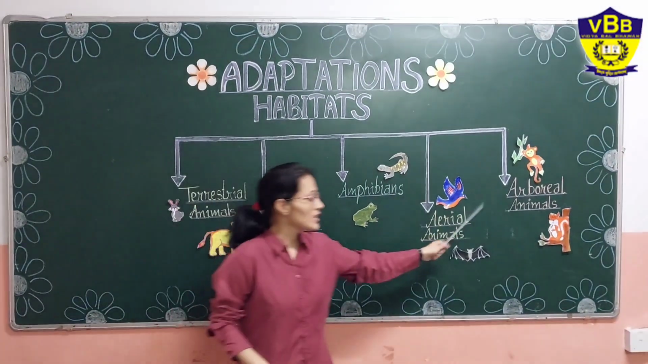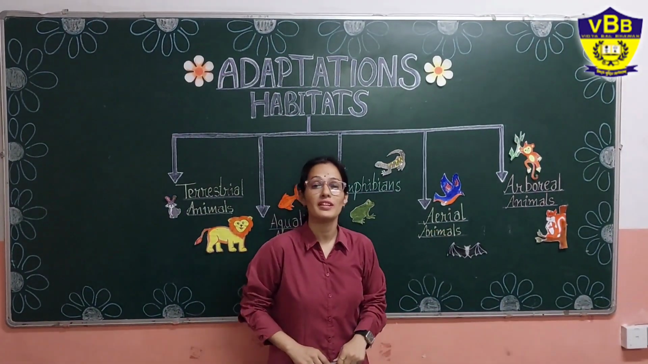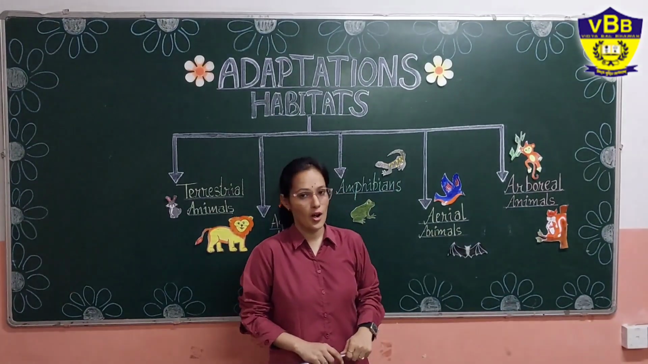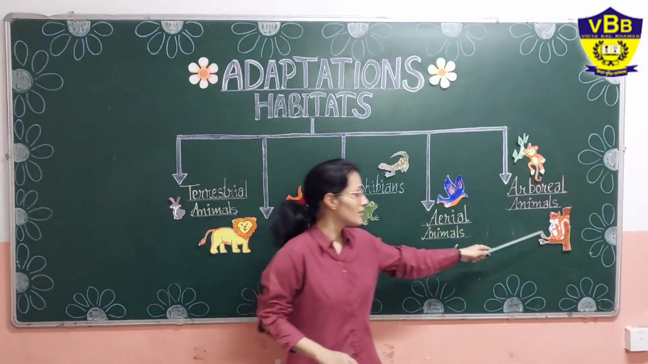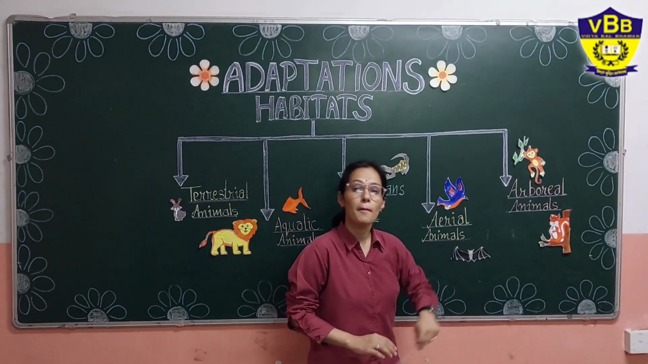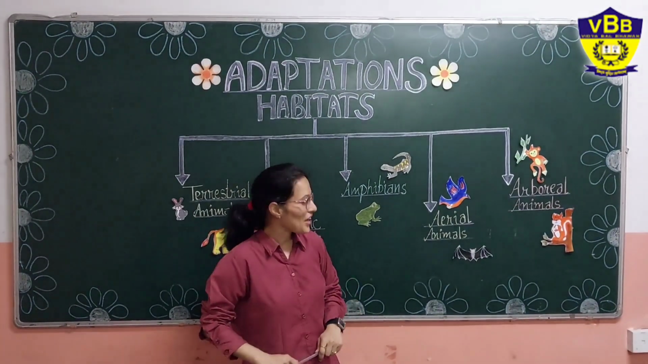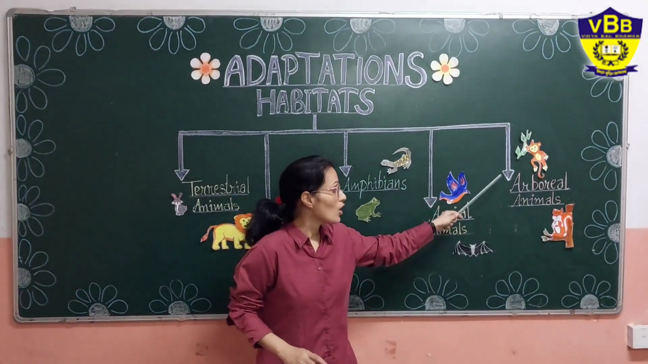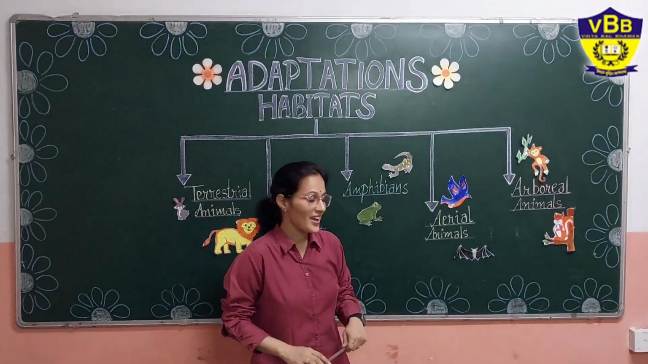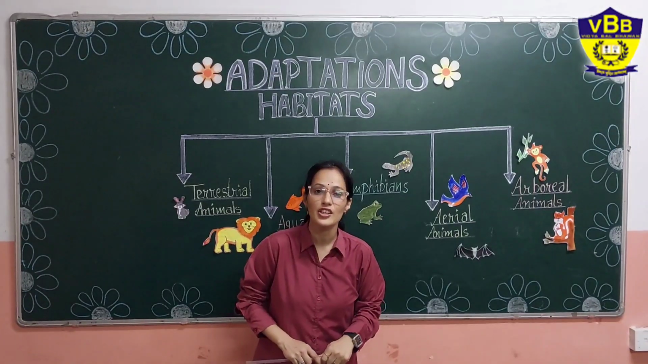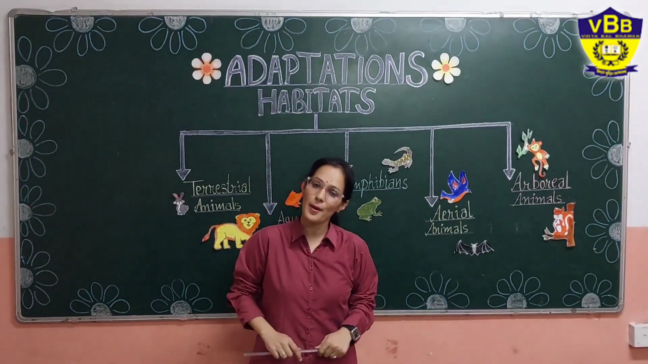Very good. Moving to arboreal animals. Animals who spend most of their time on trees are known as arboreal animals. I have taken 2 examples, squirrel and monkey. Now you give me 2 examples. Yes, very good. Chimpanzees also come in the category of arboreal animals. Chameleon, yes, very good, also comes in this category. Sloth also comes in the category of arboreal animals.